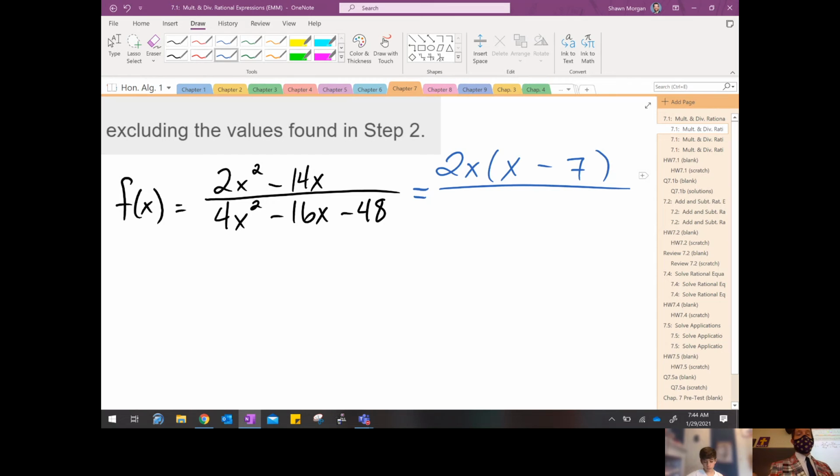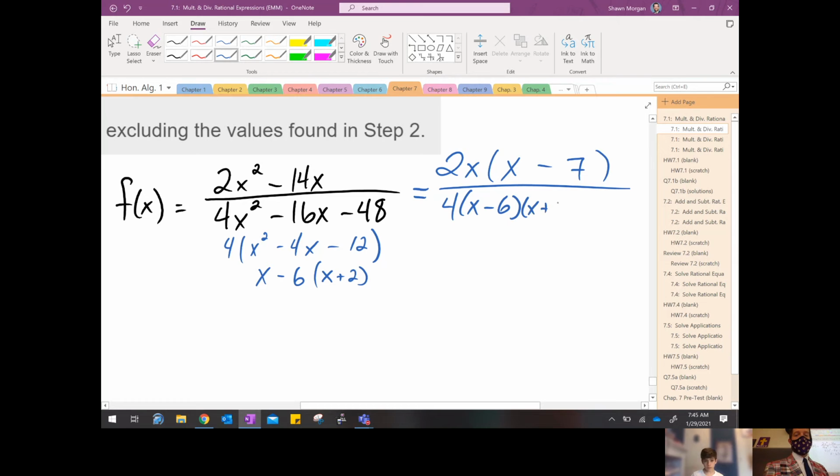Now, down at the bottom, is there a GCF? There sure is. What is it? 4. We'll take out a 4. And what's left over? X squared minus 3x minus 12, that's 4 times x squared minus 3x minus 12. You want to factor that trinomial out further, please? X minus 6 and x plus 2. I'll write it over here. X minus 6 and x plus 2.